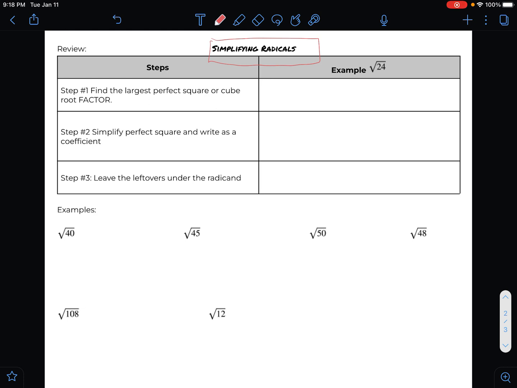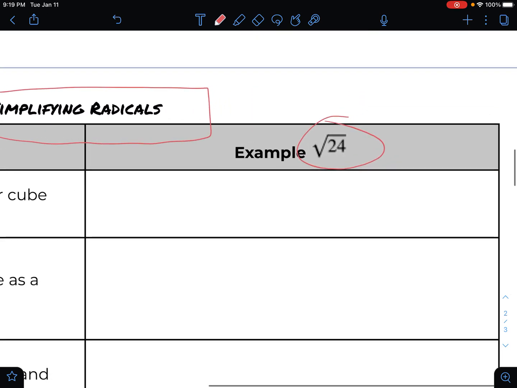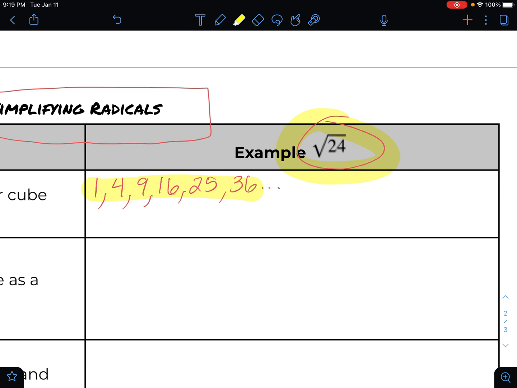So if I have the square root of 24, which is my first example, if I want to reduce that, that means break apart the radical. So step 1 says find the largest perfect square or cube root factor. So I want the biggest perfect square that goes into 24. Remember, our perfect squares are numbers like 1, because 1 squared is 1, 2 squared is 4, 3 squared is 9, 4 squared is 16, 5 squared is 25, and then 6 squared is 36, and so on and so forth. So I want the biggest number out of this list that'll divide evenly into 24.